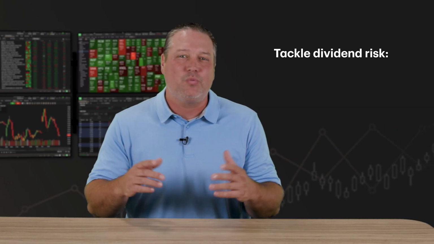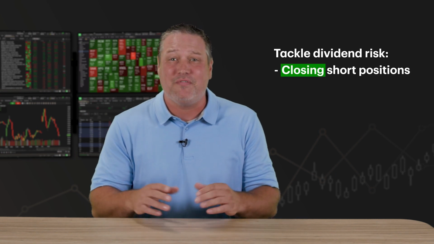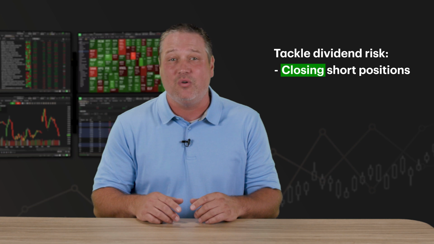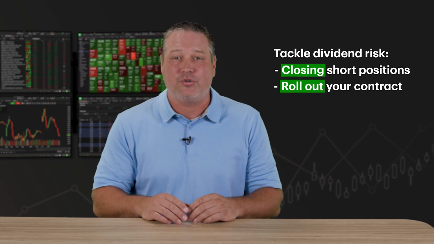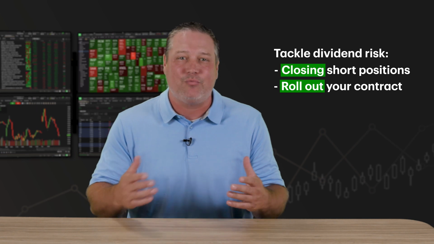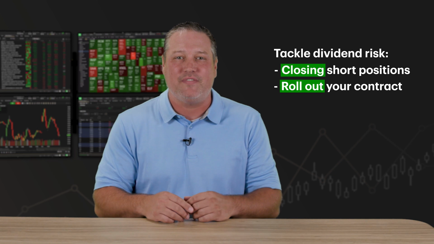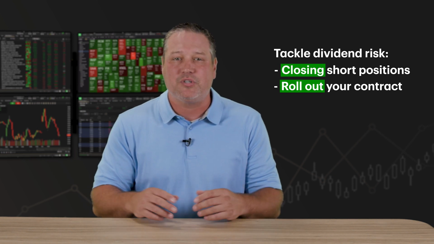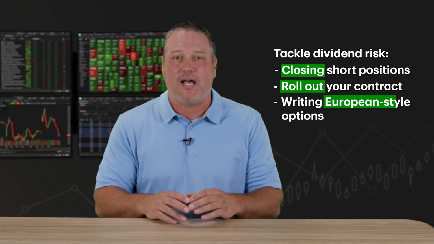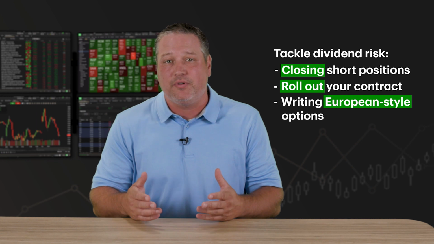Now, how can we tackle dividend risk? Well, to reduce the likelihood of being assigned early, consider closing your short position the day before the ex-dividend date if the extrinsic value is less than the dividend value. Another option is to roll out your contract by closing your short position and writing a new one with a later expiration date. The goal here is to have that extrinsic value of the new option be greater than the dividend value. Another option is to consider writing European-style options. Unlike American-style options, they can only be exercised at expiration.